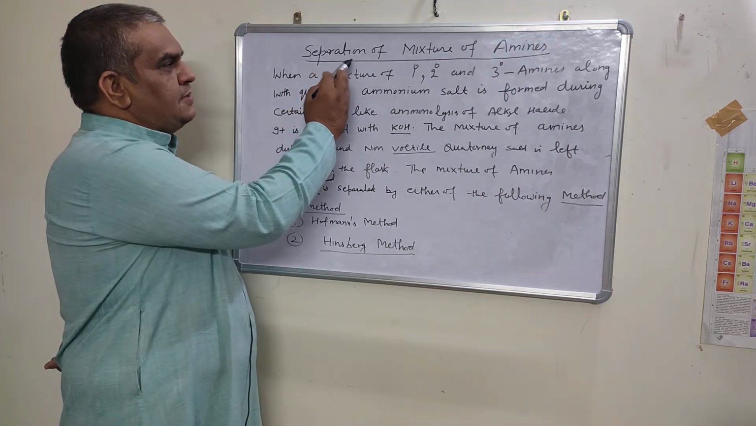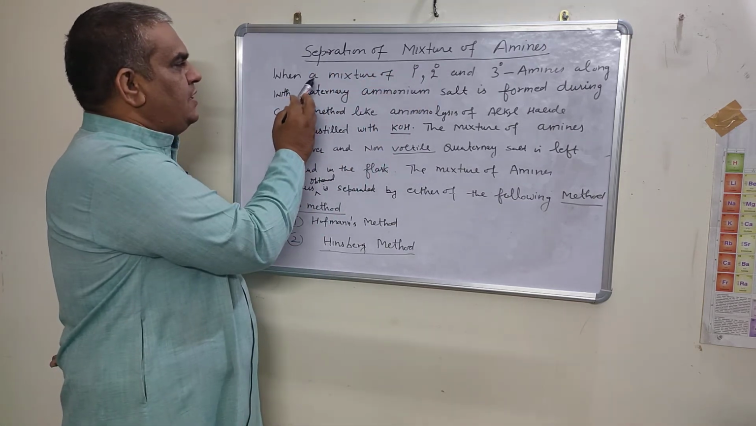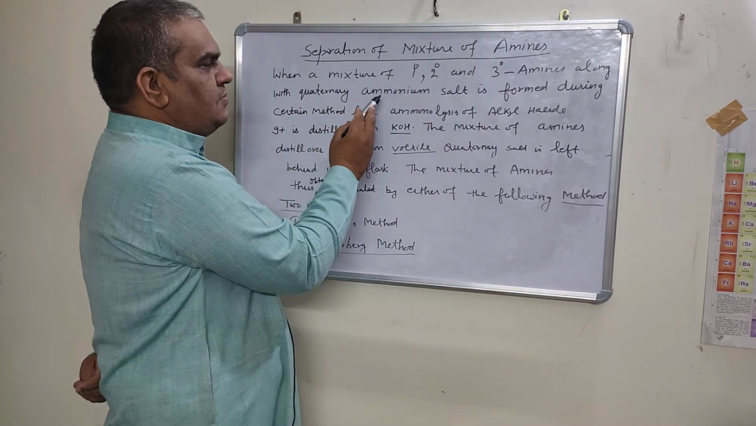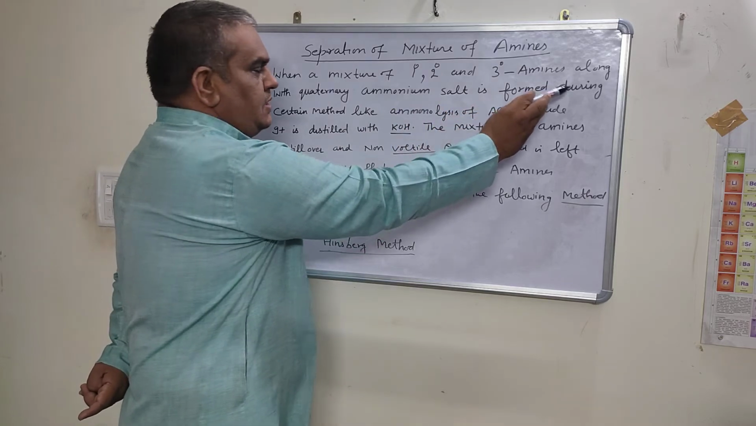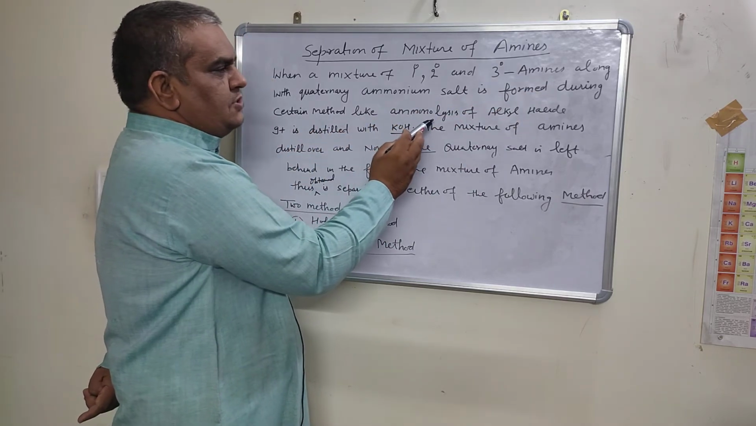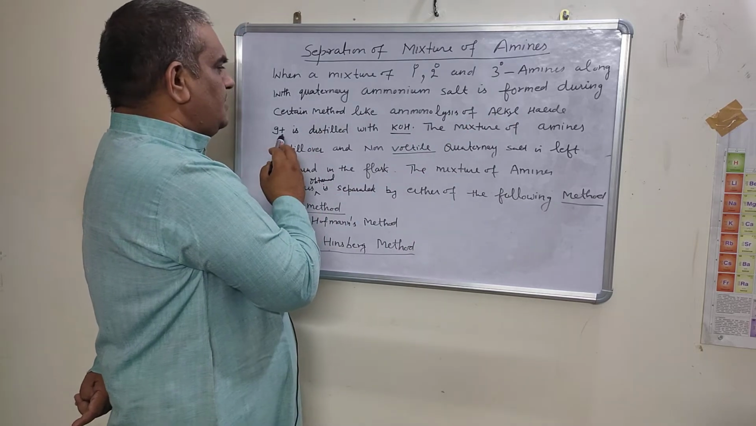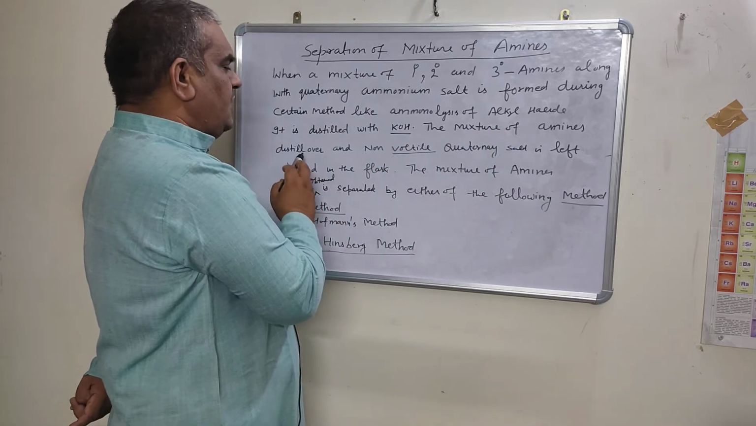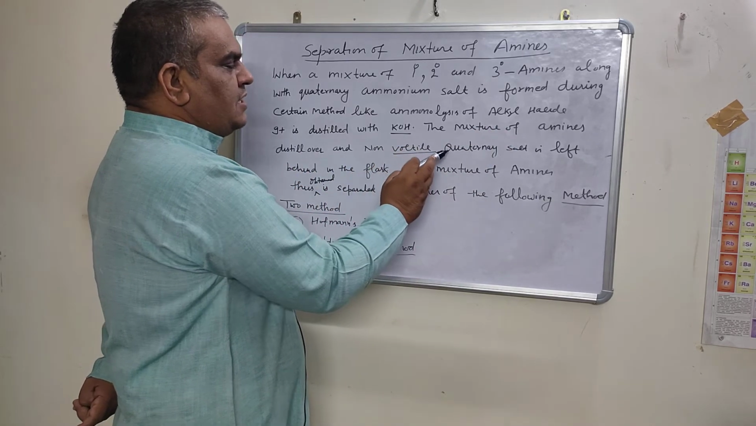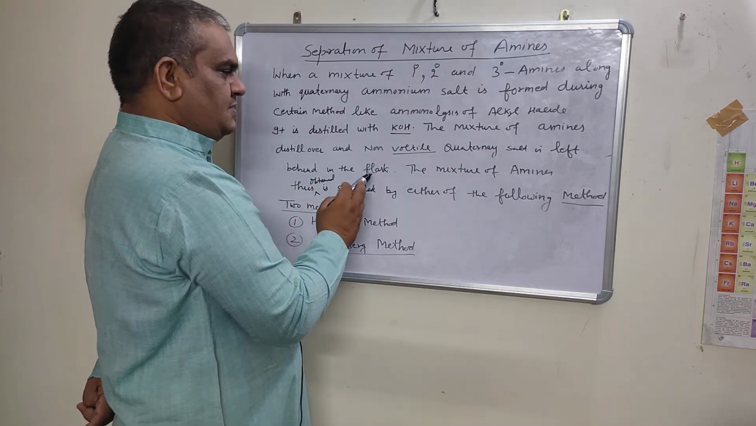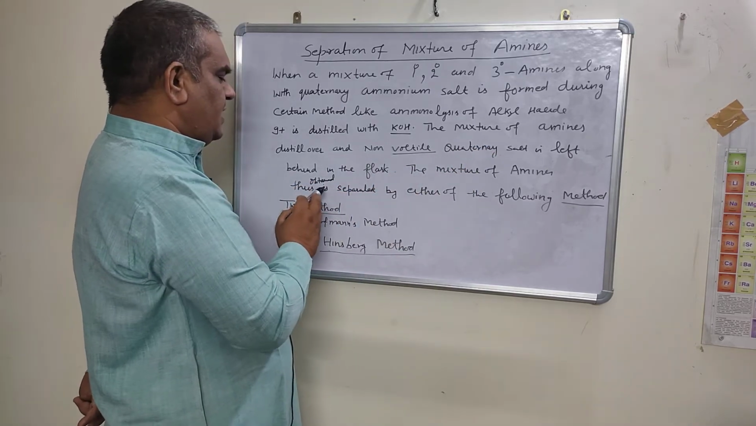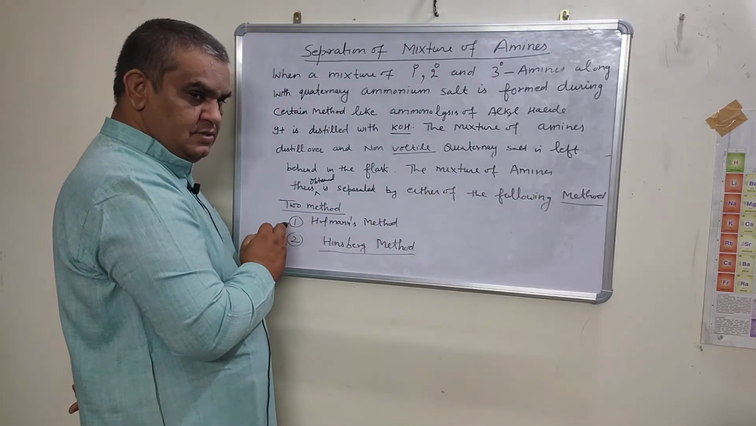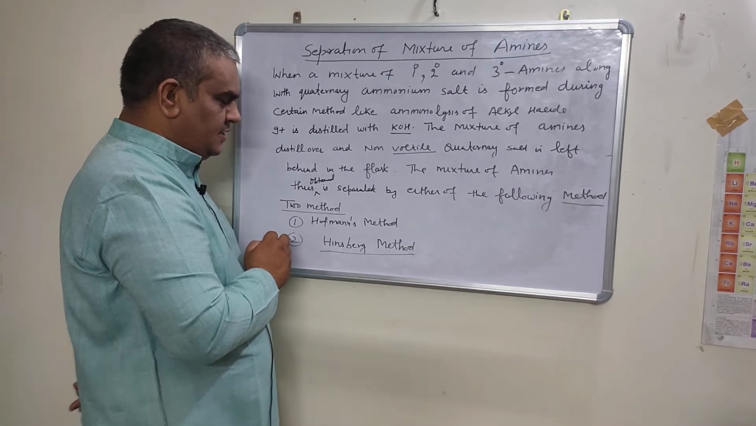The topic is separation of mixture of amines. When a mixture of primary, secondary and tertiary amines along with quaternary ammonium salt is formed during certain methods like ammonolysis of alkyl halide, it is distilled with potassium hydroxide. The mixture of amines distills, and the non-volatile quaternary salt is left behind in the flask. The mixture of amines thus obtained is separated by either of the following two methods: first is Hofmann's method and second is Hinsberg method.